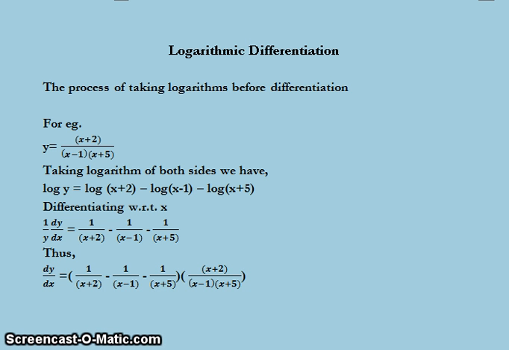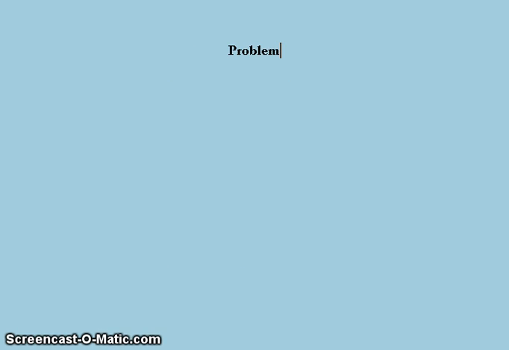Thus, by the use of logarithmic differentiation, we have differentiated the given expression, which was of the form u by v, and thus solved the given expression in the required form. Next, we are going to discuss a problem that is based on the differentiation of a logarithmic function.